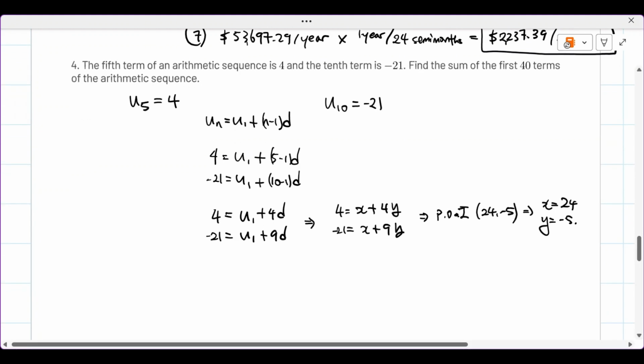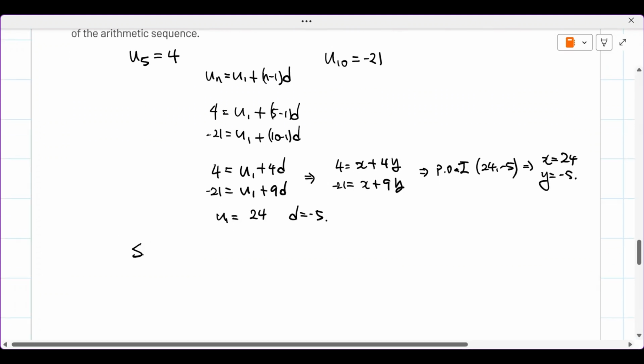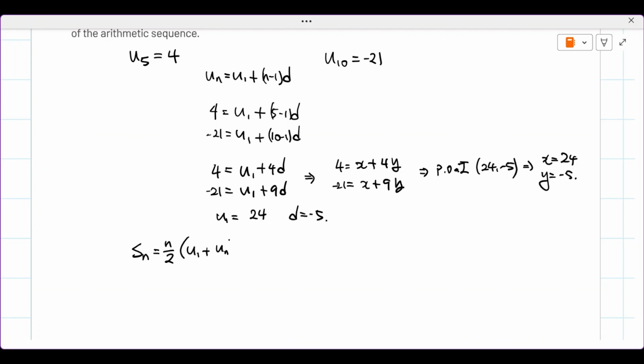And what was x again? x is u1. So we know that u1 is 24 and d is the y, so the common difference is negative 5. So using these values, let's find the sum of the first 40 terms of the arithmetic sequence. The sum formula goes like this: Sn is equal to n over 2 times u1 plus un. Or we can also use Sn equals n over 2 times 2u1 plus n minus 1 times d. Now I know u1, I know d, and n has to be 40 because I want the sum of the first 40 terms.